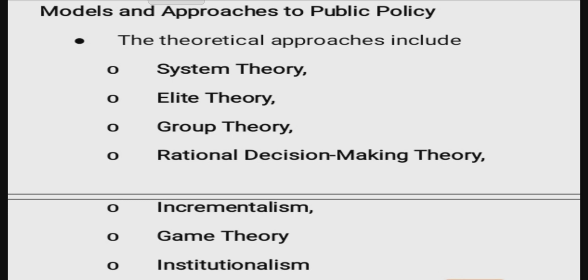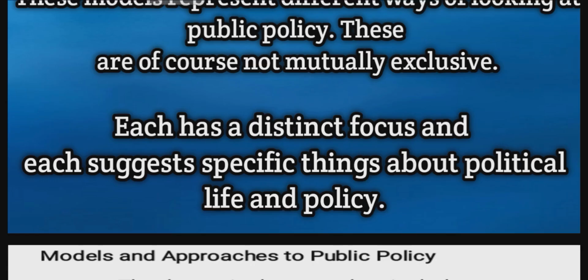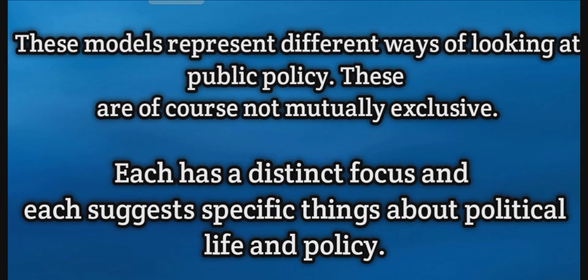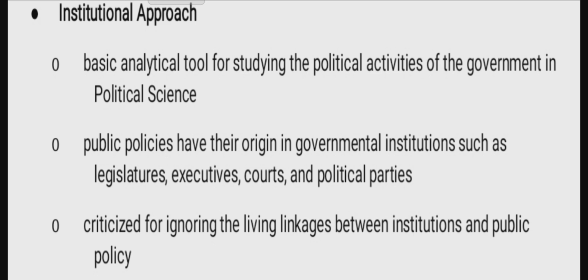The theoretical approaches that will come under brief examination here include system theory, elite theory, group theory, rational decision making theory, incrementalism, game theory, and institutionalism. These models represent different ways of looking at public policy. These are, of course, not mutually exclusive. Each has a distinct focus and each suggests specific things about political life and policy. Based on Thomas R. Dye's classification, following is a brief description of each model. So let's begin with the institutional approach.